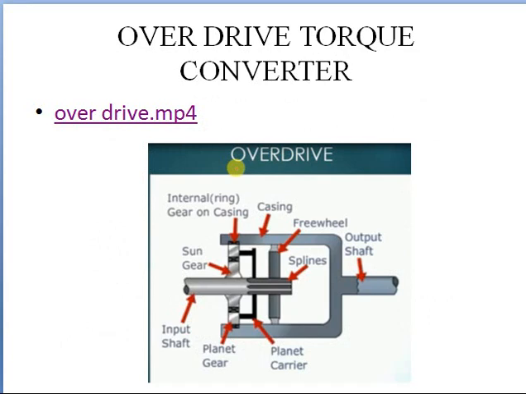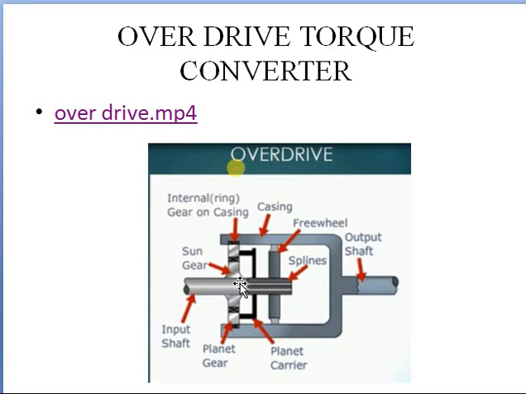Next one is overdrive. Overdrive is used for increasing the speed. Generally we get a certain speed from the engine. We either use the same speed or else we decrease the speed, but this overdrive is to increase the speed. Means we cannot increase the speed of the engine, but we can increase the speed that we are transmitting to the wheels. So here we use an epicyclic gear train system.